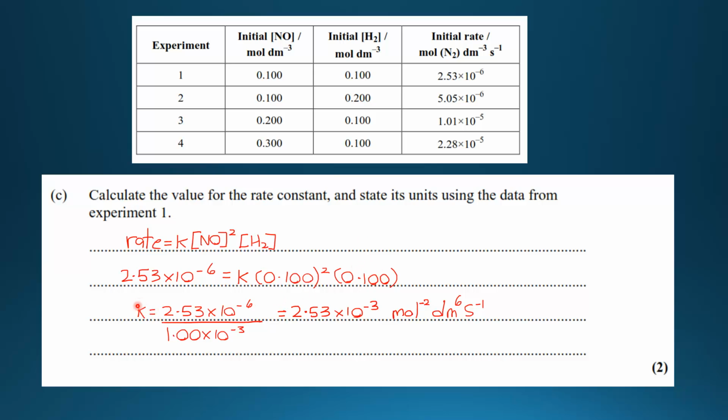And then I've rearranged the equation to get k equals this, and that gives me 2.53 times 10 to the negative 3, and the units are mol to the negative 2, dm (decimeters) to the 6, and seconds to the negative 1. I'm going to go through how to calculate these units next.